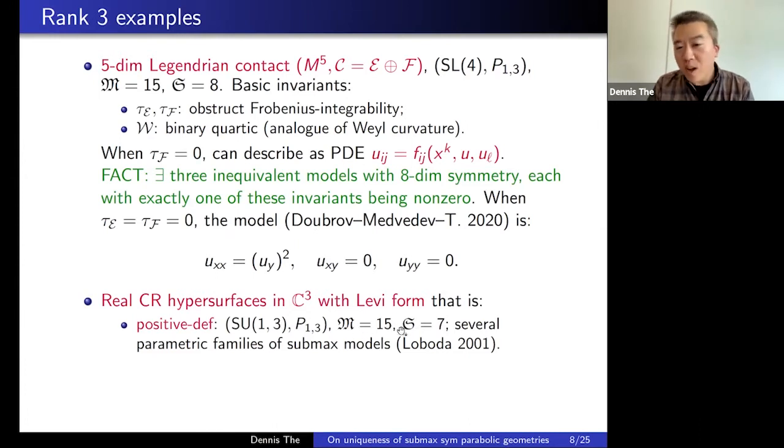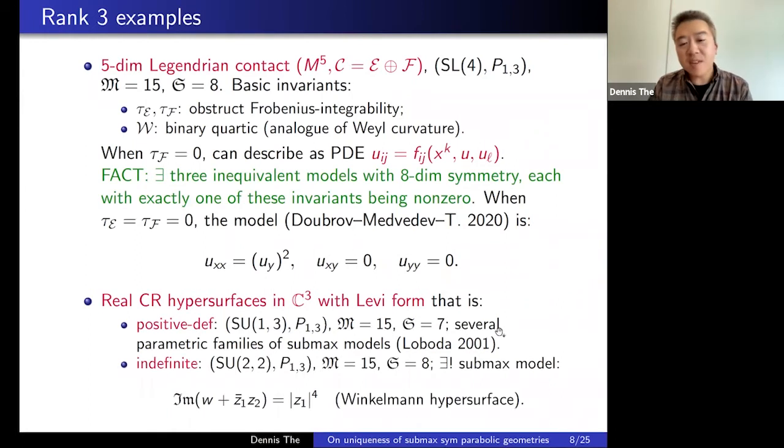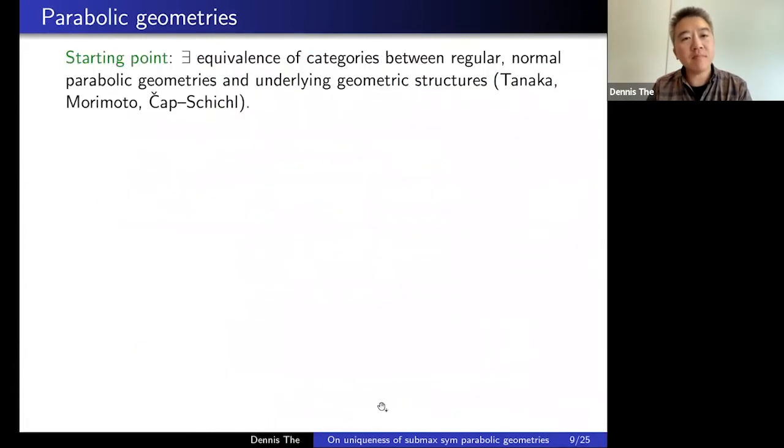Here, the situation is quite complicated for submaximally symmetric models. This goes back to Loboda. Okay, there's several parametric families here for these 7-dimensional models. In the indefinite case, the situation is better. There's a uniqueness result. Okay, so locally, there's just one, this Winkelmann hypersurface, and this is what it looks like.